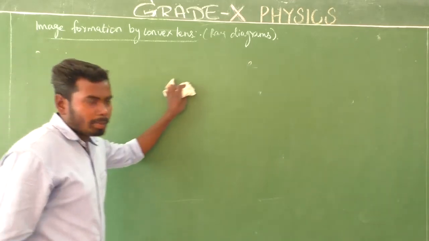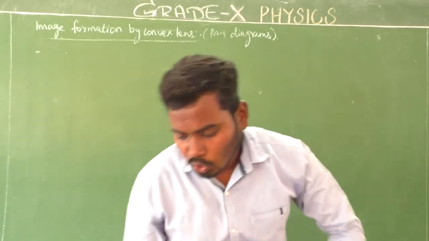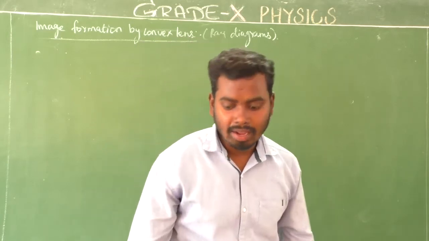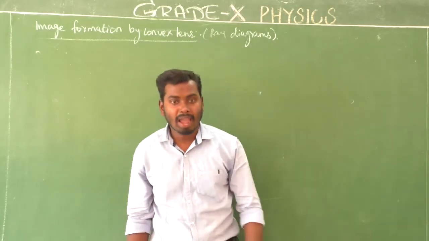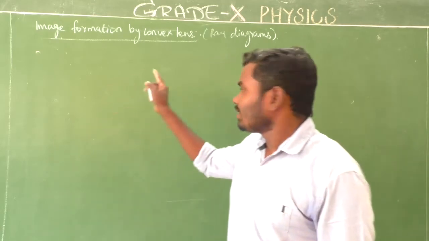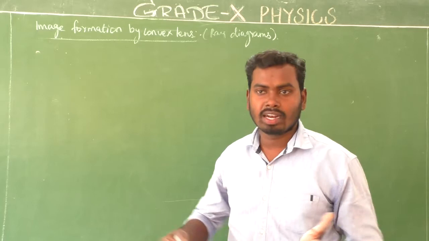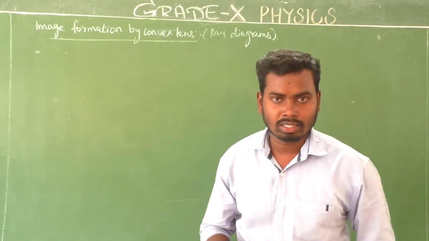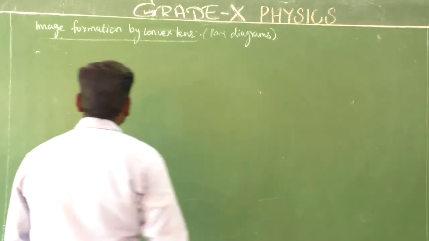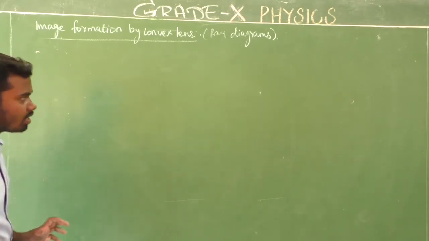So now we are going to make a very interesting one. Very interesting ray diagrams, which means image formation by convex lens. In this section we are going to see only image formation by convex lens. In the next section we will start concave lens. Is it clear? Yes.